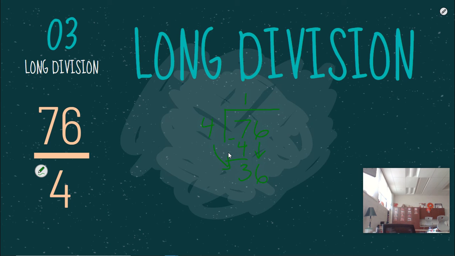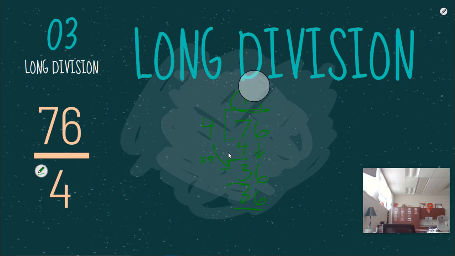Boom. How many times can 4 get into 36? Well, 4 times 9 gives me 36. So I'm going to put 9 up here. So 4 times 9 is 36. 36 minus 36 is 0. So boom, there's my answer. So 19 is the answer for 76 divided by 4.